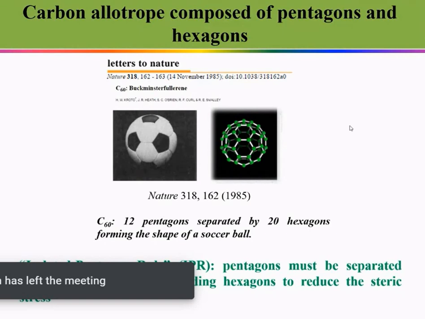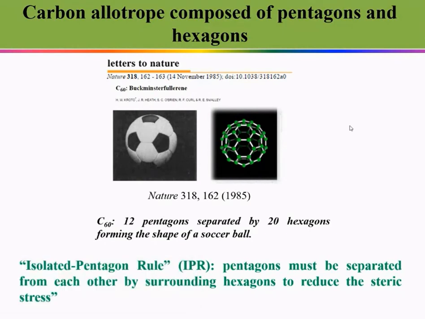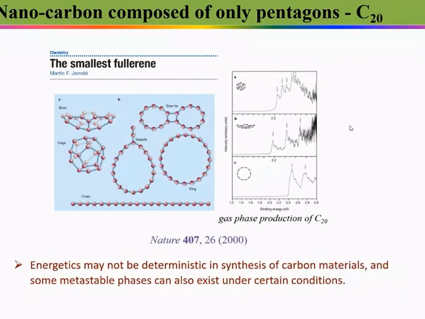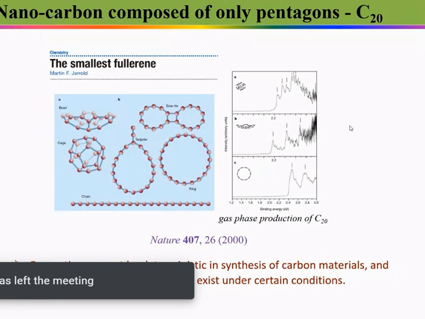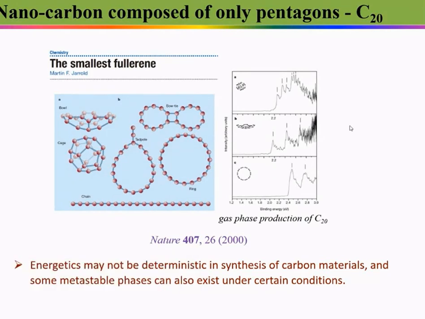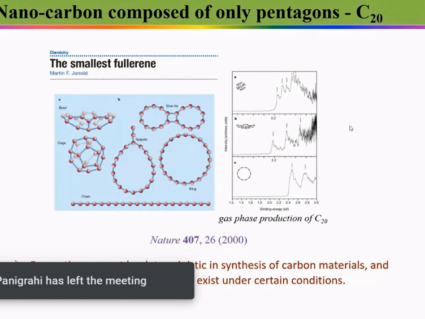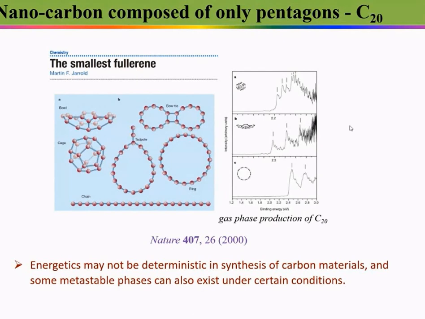So therefore, the pentagons are always isolated. However, there is one particular molecule, the smallest fullerene that you can find, which is carbon 20, 20 atoms of carbon. In this 20-atom carbon, there are several structures, and one of them is a fullerene built only of pentagons. And this is actually metastable.